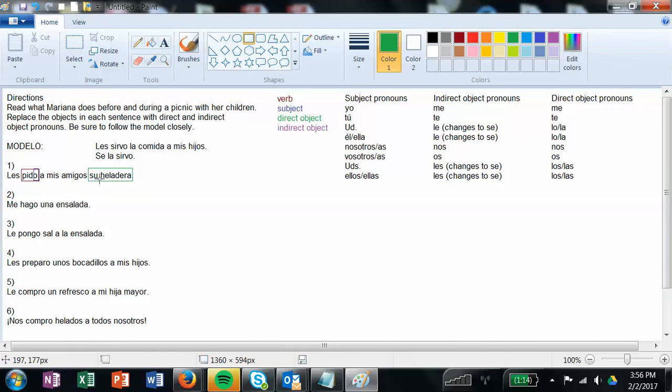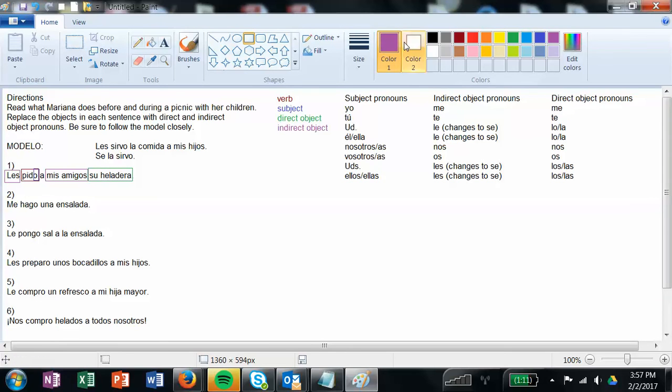Let's do the indirect. So I'm doing the asking. What I'm asking for is a heladera, and of whom I'm asking this is my friends. So your indirect object is right here, your friends, which also corresponds to the pronoun, because in Spanish, even when they mention the indirect object, they still include the pronoun, which is les right here. So when you rewrite this, since they already gave you the indirect object pronoun, the only thing you're going to plug in is a direct object pronoun.